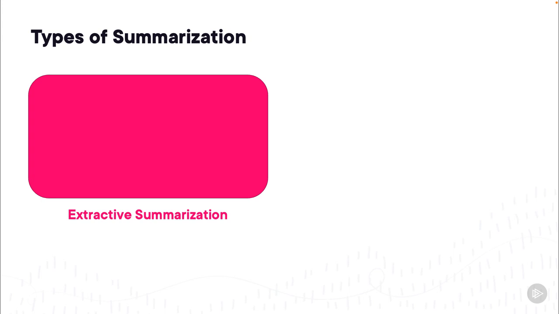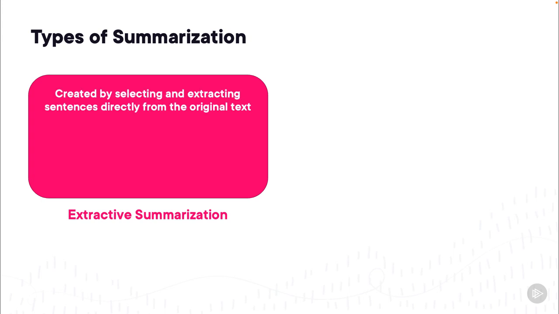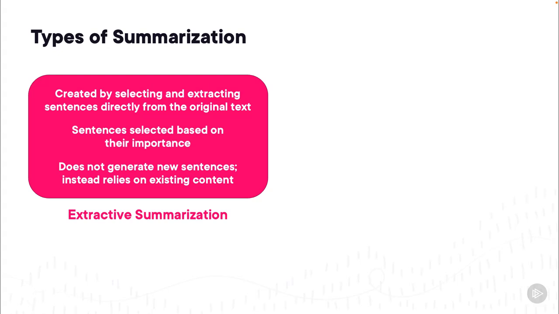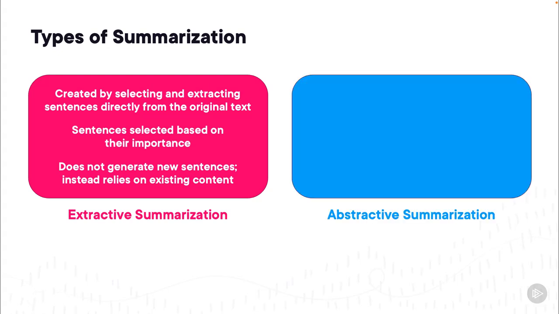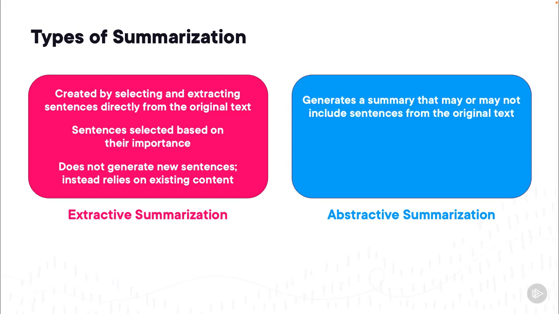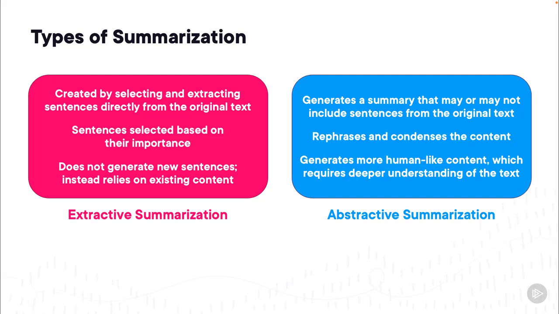There are two types of summarization: extractive summarization, which is created by selecting and extracting sentences directly from the original text. The sentences are selected based on their importance, and it does not generate new sentences. Instead, it relies on existing content. The other type is abstractive summarization, which generates a summary that may or may not include sentences from the original text. It rephrases and condenses the content and generates more human-like context, which requires deeper understanding of the text.